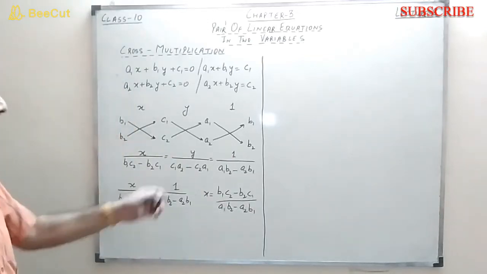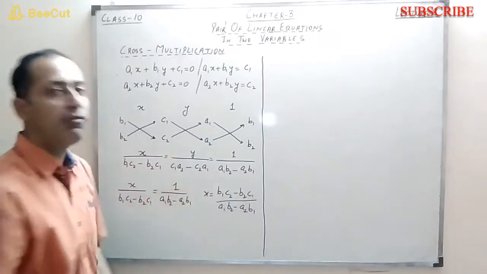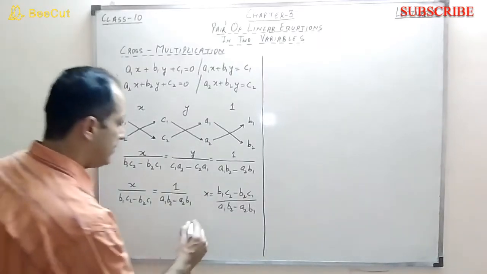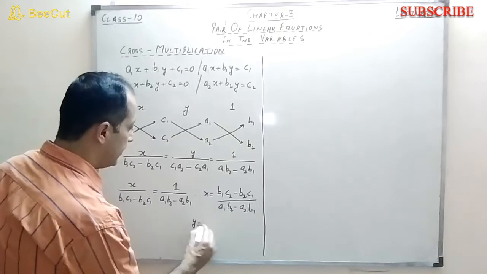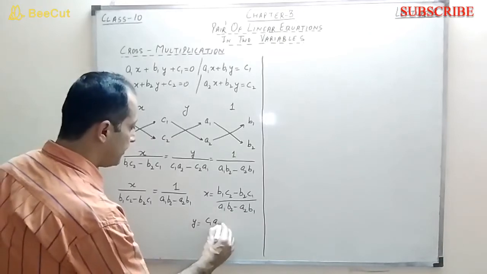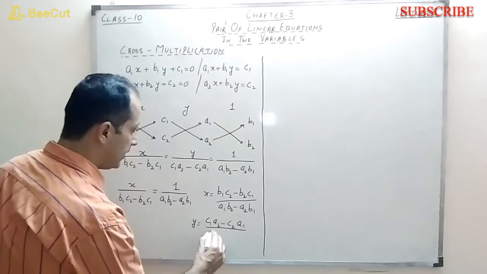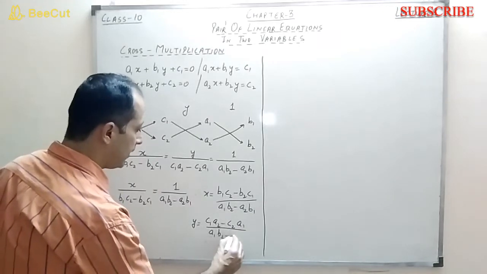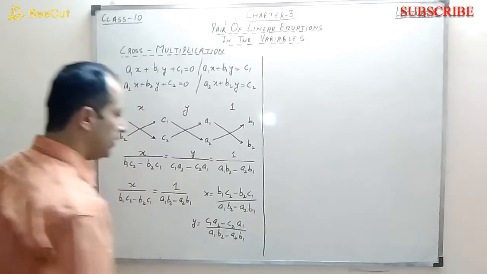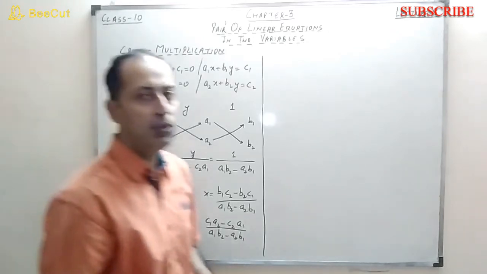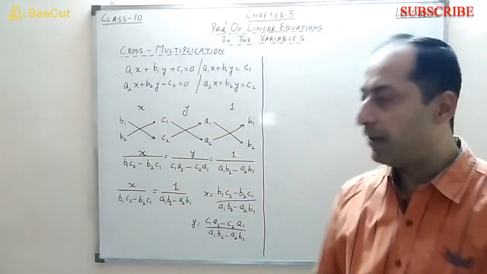Similarly, if I put y equal to 1 upon this term, I get the value of y as c1 a2 minus c2 a1 upon a1 b2 minus a2 b1. So this is the way we use the cross multiplication method to find the solutions of the equations.